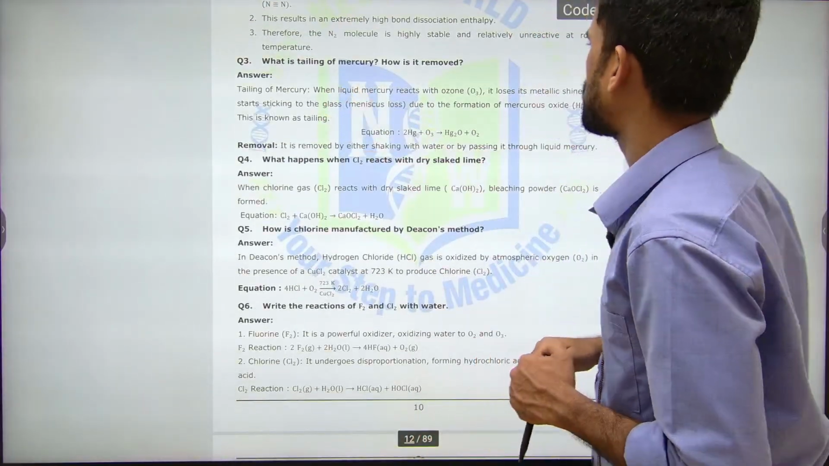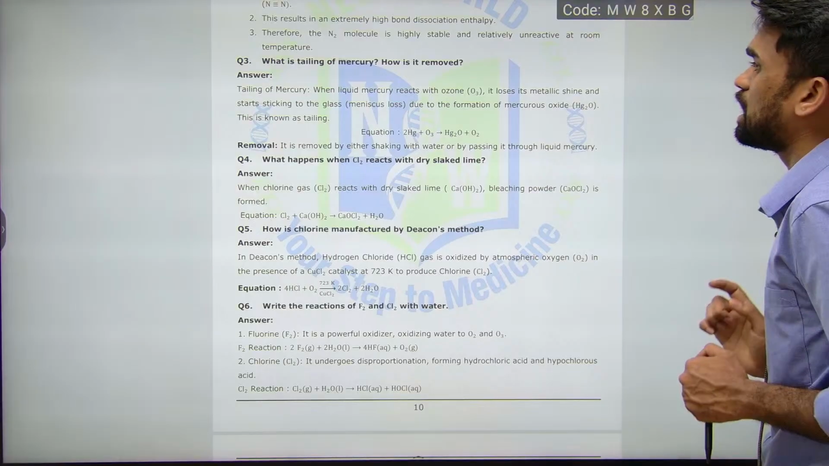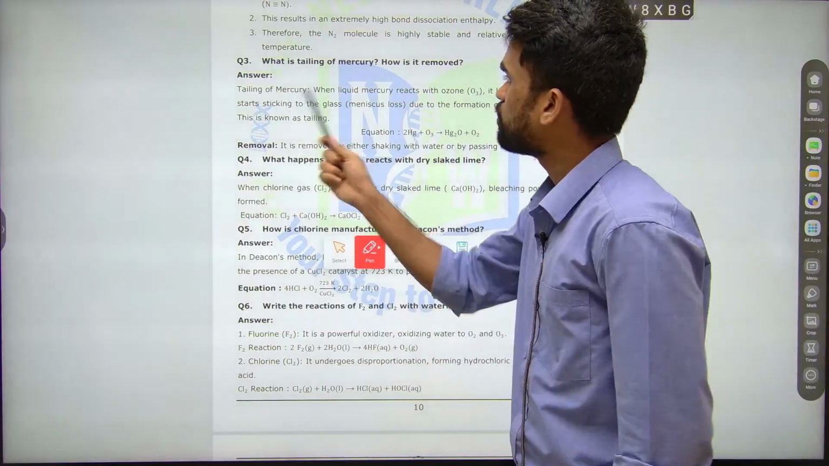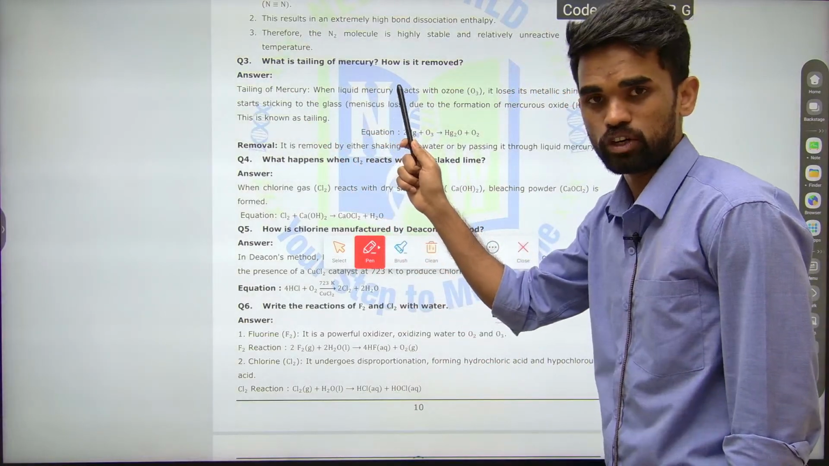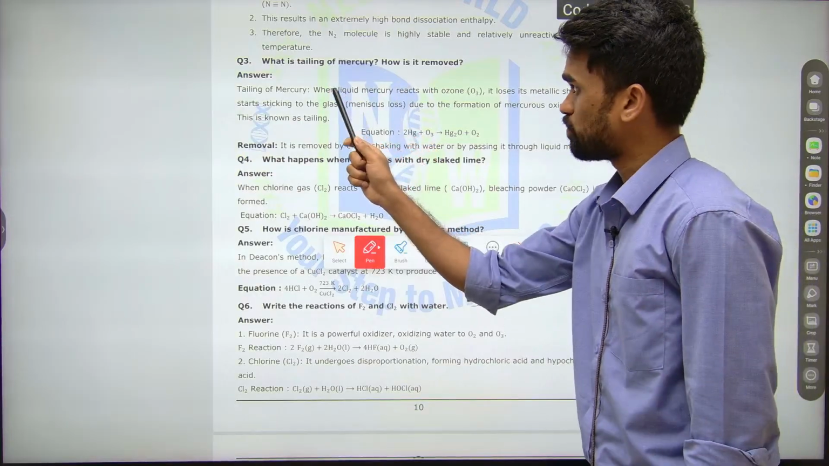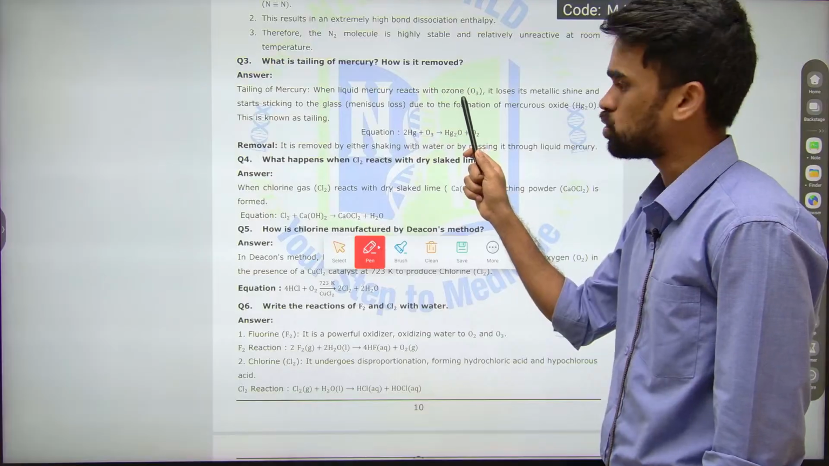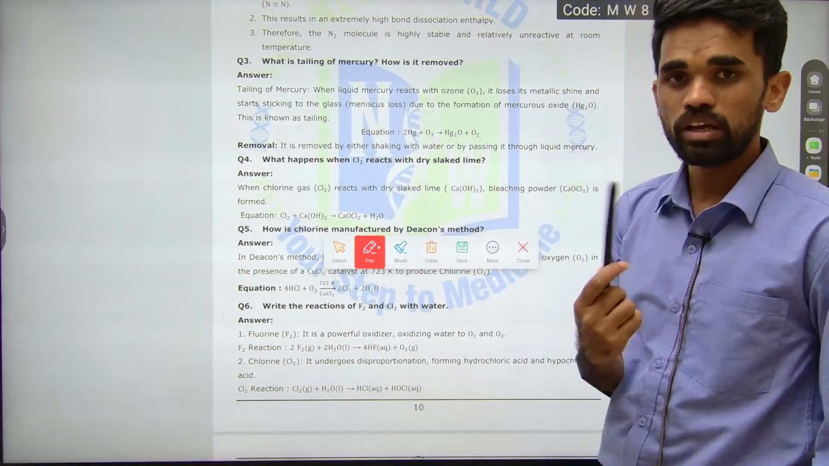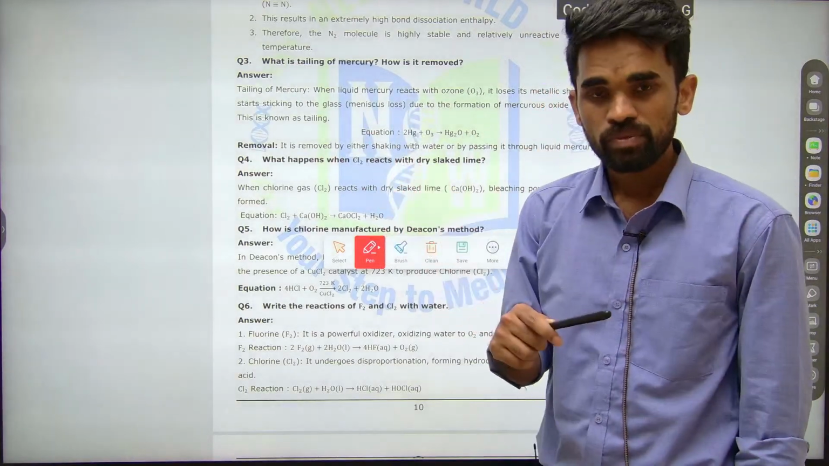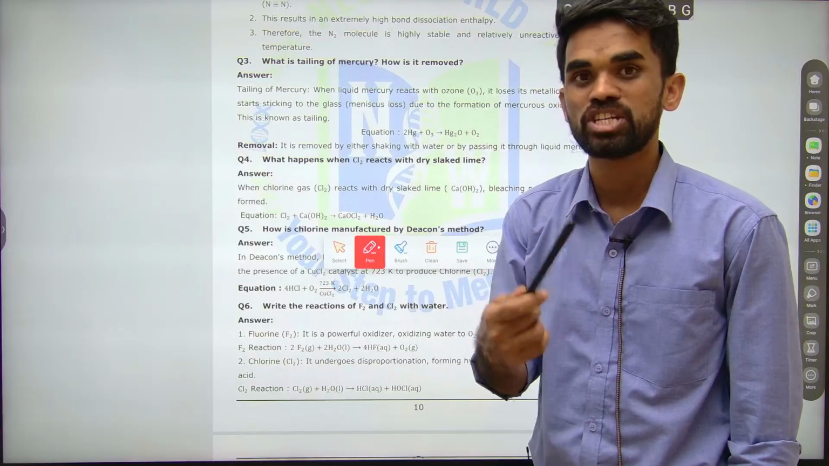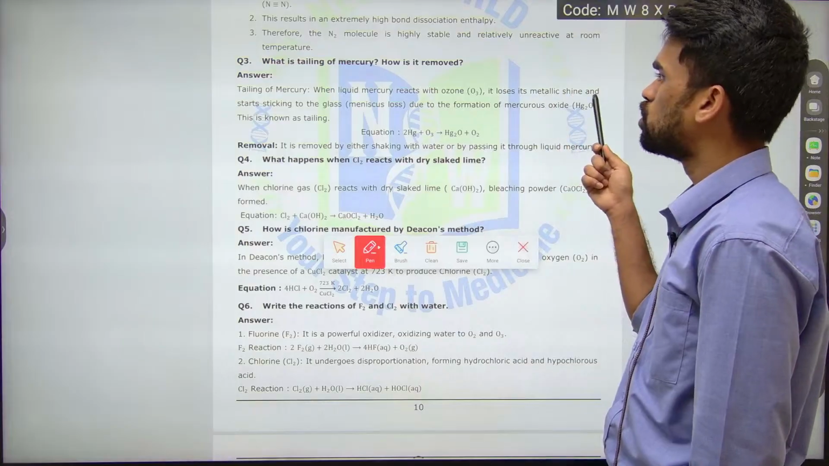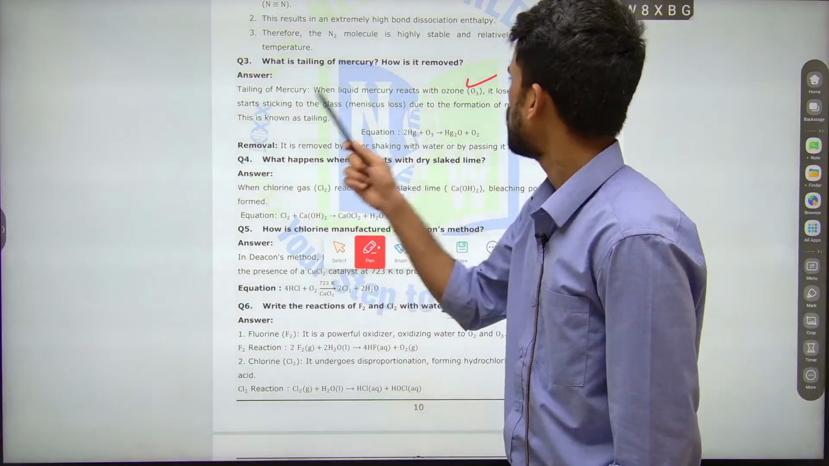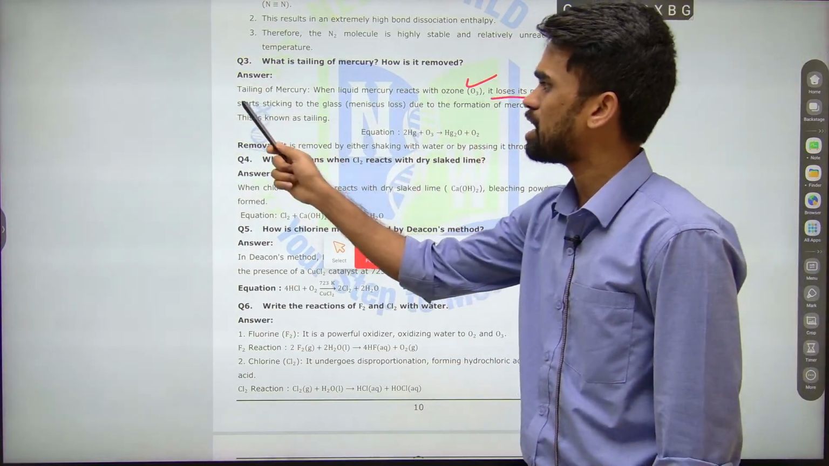Then next, we have a few more things to discuss. What is the tailing of mercury? How is it removed? What do we mean by tailing of mercury? Mercury is exposed to ozone. We know at room temperature mercury will be in liquid state, right? When liquid mercury reacts with ozone, O3, it loses its metallic shine. If you have seen mercury directly, it has a silvery shiny nature. That will be lost when it reacts with ozone.